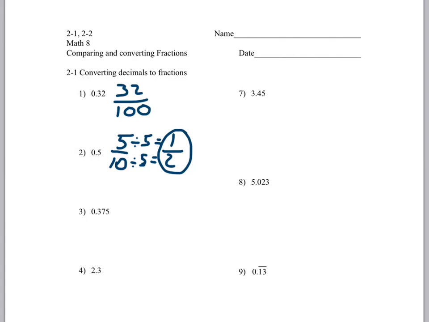Let's go back to the previous one that I messed up on. I actually didn't mess up on it, I just forgot to simplify here. 32 hundredths, they're both divisible by 2. In fact, they're both divisible by 4. So I'm going to divide them both by 4, and I will get 8/25.